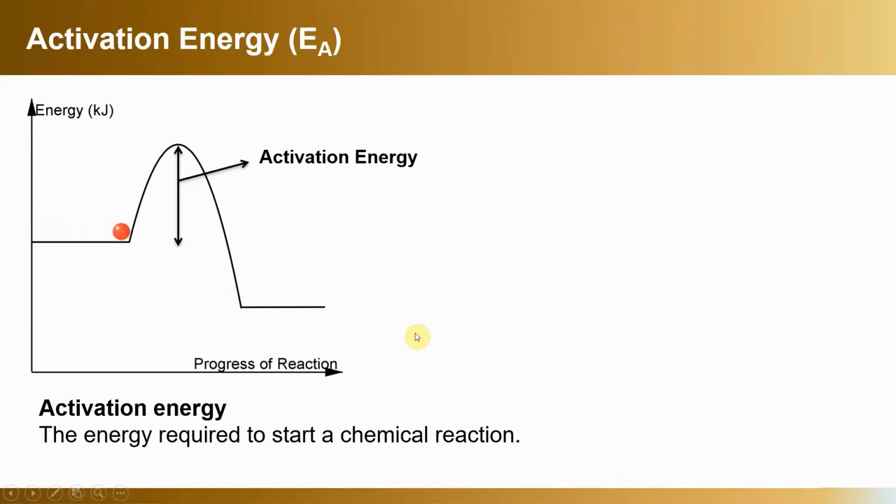So if there's not enough energy supplied, the chemical reaction will not happen. But if the energy supplied is more than the activation energy, then the reactants will have enough energy to be converted to the products. This is a modified version of the energy level diagram, which we will not be drawing that much, but you need to know that this barrier represents the activation energy. And that's all for this lesson on energy level diagrams.